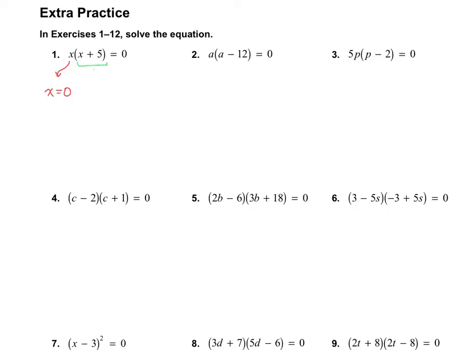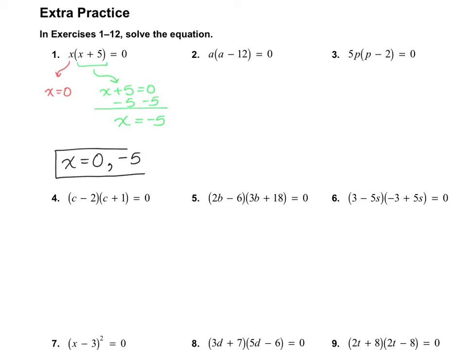Now let's do the other one. So x plus 5 is equal to 0. If we solve for that, we subtract 5 on both sides, x is equal to negative 5. So that means my answer is x can equal 0 or it can equal negative 5. Once again, if we were to graph this, that would mean that this equation would cross the x-axis at 0 and negative 5. All right, let's go ahead and take a look at number 5.